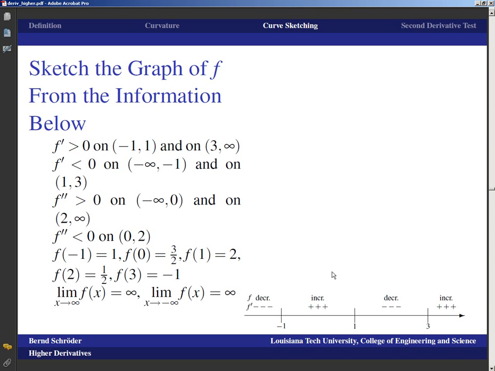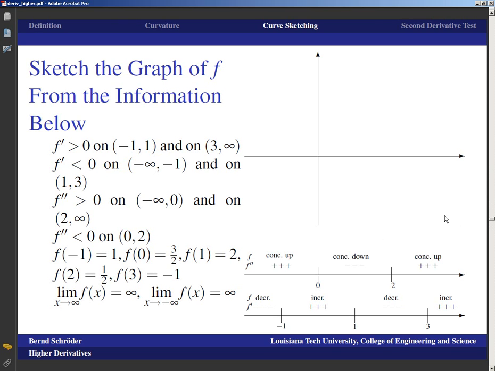We can do the same thing for concavity. Draw ourselves a line. We want to look at the second derivative and what that information means for the function. We know concavity changes at 0 and at 2, so we get ourselves 2 cut points, 0 and 2. And we know the second derivative is greater than 0 from -infinity to 0, so it's positive here. It's negative on 0, 2, so it's negative here. And it is positive from 2 to infinity, which gives us pluses here. And that means that the function is concave up, concave down, and concave up. Okay, so that just gives us a little bit more information.